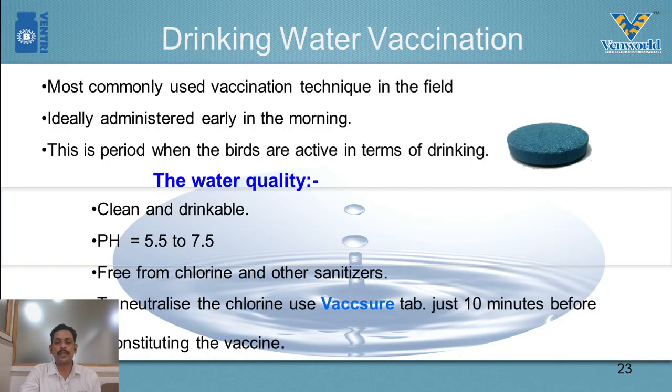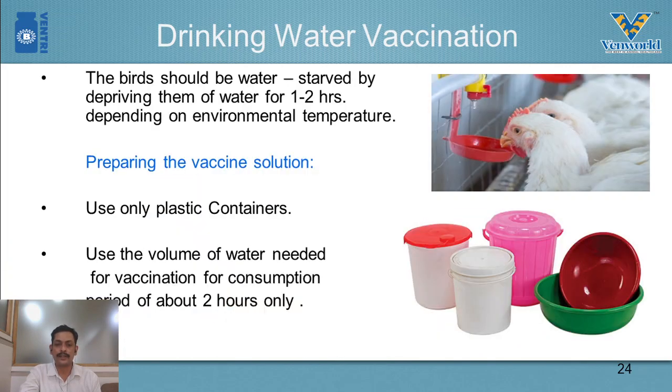Previously we were using skim milk powder, but nowadays it does not get processed properly, and a lot of times we found that raw material is being used for water vaccinations. So please avoid such milk powder, and instead use this Vaxure tablet. It is very good and hygienic, and compared to skim milk powder, the results are also good. So we can neutralize the chlorine by using this Vaxure tablet just 10 minutes before the reconstitution of the vaccine.